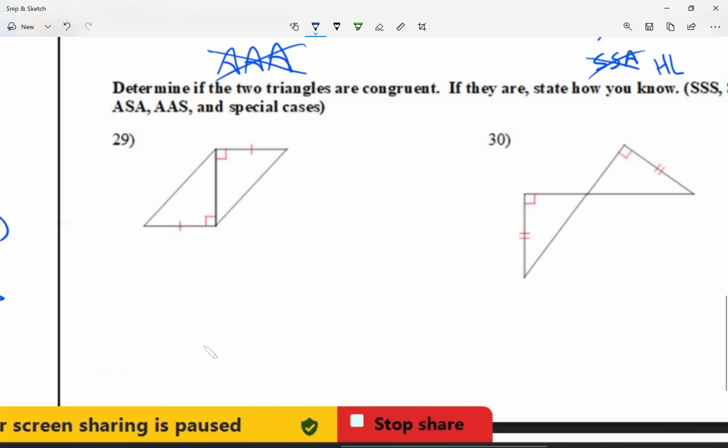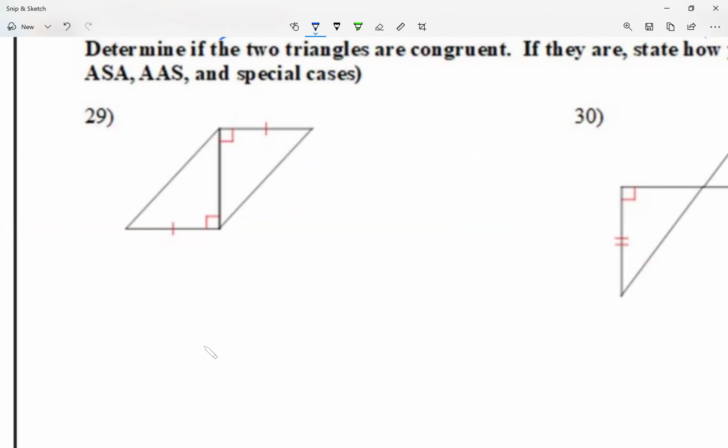All right, let's take a look at our example here, number 29. I can mark this side. Actually, let me mark it in red. I can mark this side. It's not given, but it is shared by both triangles. And here it is asking, determine if the two triangles are congruent, and if they are, state how you know.